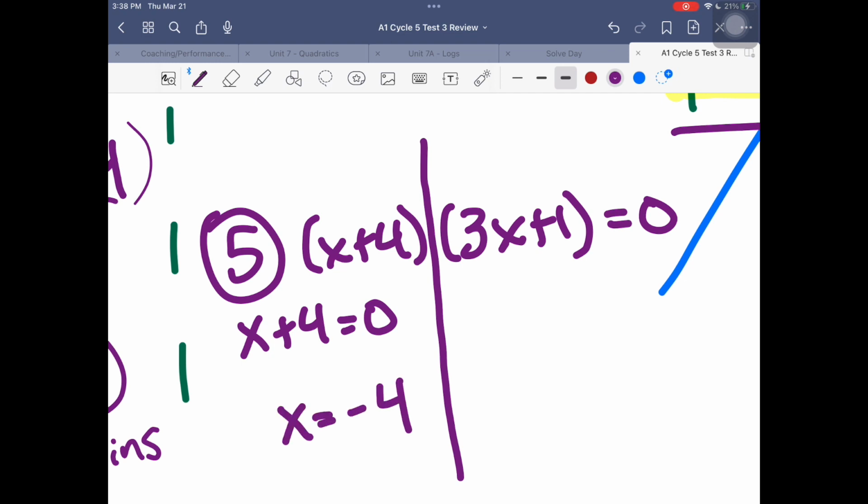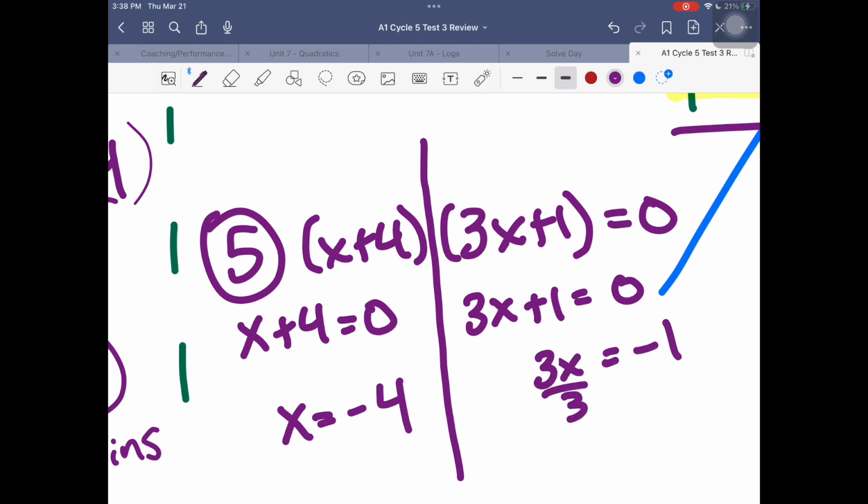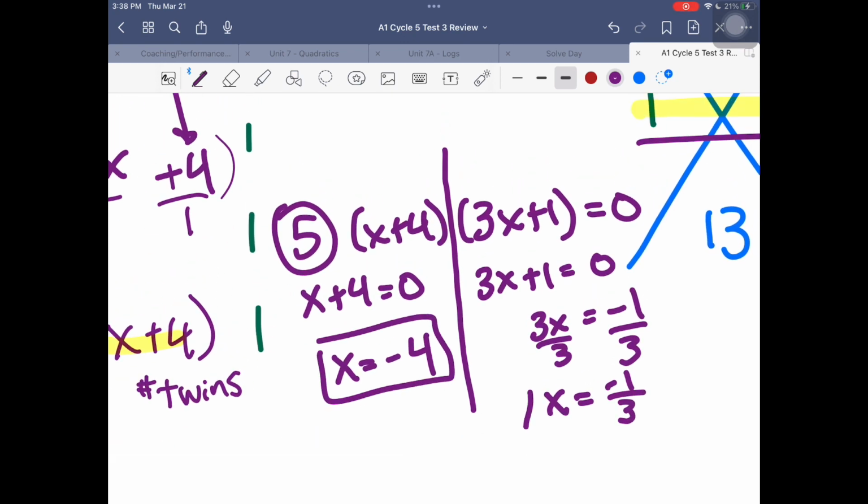This one I'm going to do a little bit differently. I'm going to write the whole thing out. 3x plus 1 is equal to 0. Subtract 1 from both sides, so I have 3x is equal to negative 1, and then I divide by 3. This would be x is equal to negative 1 over 3. Leave it as a fraction. These are my answers right here.